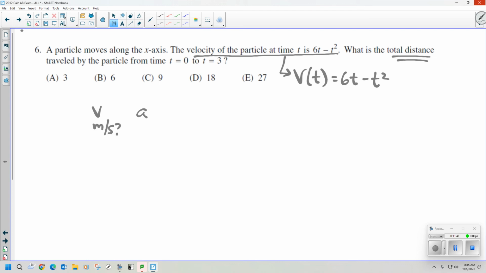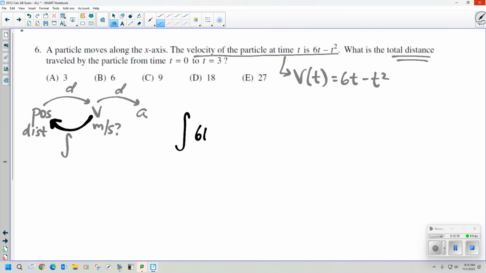Then there's acceleration. That's a derivative away. Position, or distance, you take the derivative of to get velocity. You need to integrate to go backward. We are going backward. We have velocity, and we want distance or position. Okay? Area under the curve is total distance. All right? So I'm going to integrate my velocity, which is 6t minus t squared. Don't forget your dummy variable, from 0 to 3. That's it.